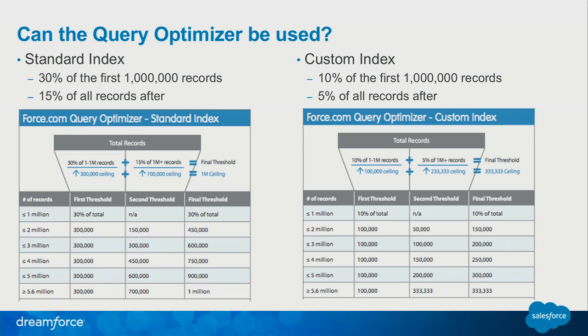Again, you can see the Force Query Optimizer for standard index. Standard indexes are what we talked about a little bit earlier, those ones right out of the box. Salesforce also gives you the ability to make a custom index, which is a little bit different. That's where you set external IDs, or when you've talked to Salesforce and said, hey, I need this column to be indexed for performance reasons. You have to meet the first 10% of the first 1 million records.